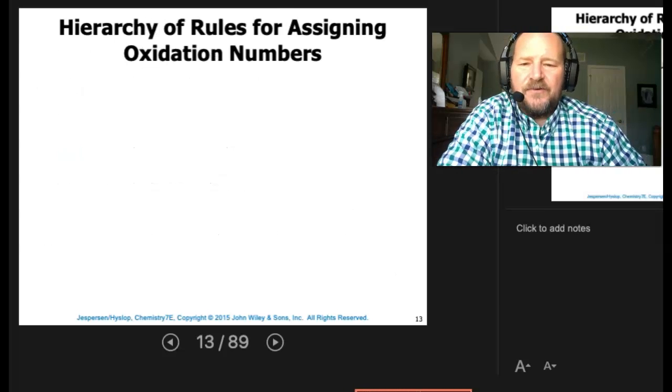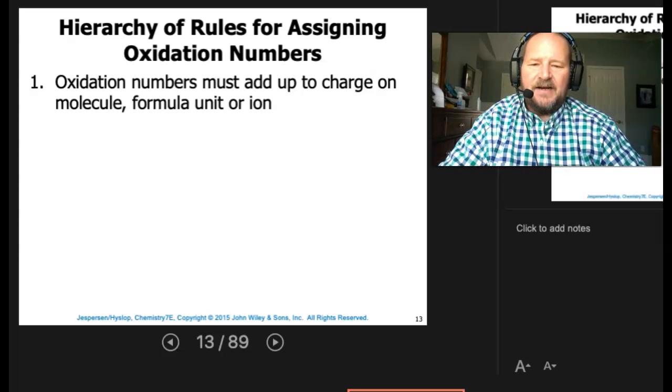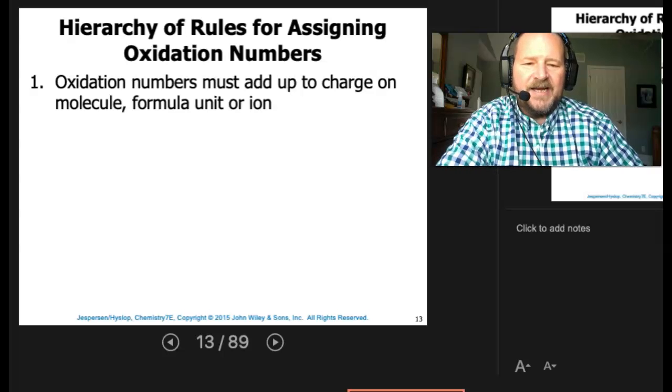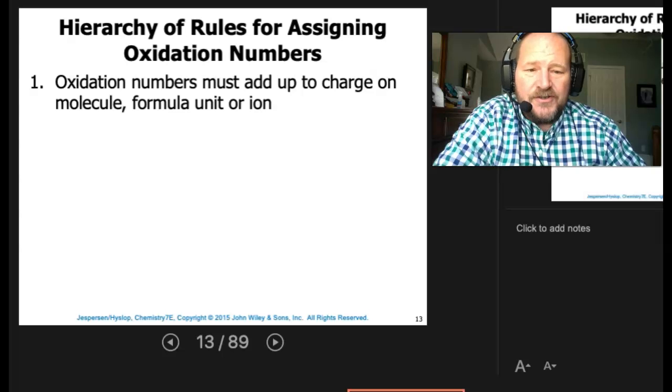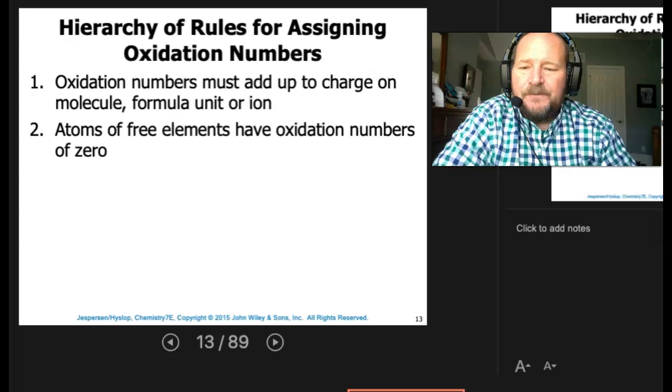So the hierarchy and the rules for assigning oxidation numbers must add up to the charge on the molecule, the formula unit, or the ion. Okay, so they don't have to be neutral. They can have an overall charge. It's just that all of the oxidation numbers together have to equal that charge.